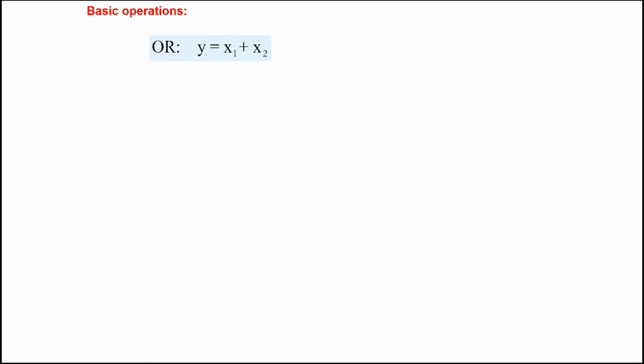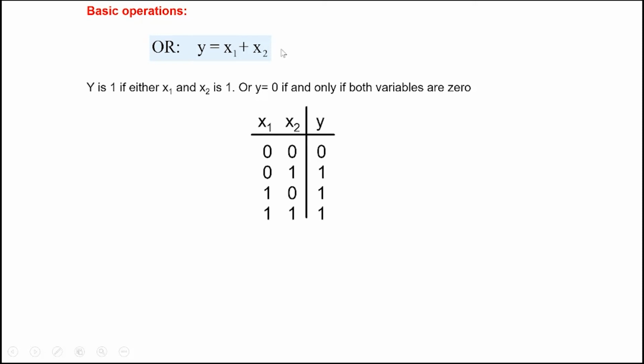So that's AND. And there's an OR operation that we denote with a plus sign. y is 1 if either x1 or x2 is 1. If any one of them is 1, then y is 1. To get a 0, you need both variables to be 0. So its truth table is x1, x2: 0 0 gives 0, 0 1 gives 1, 1 0 gives 1, and 1 1 gives 1. That's called the OR operation.